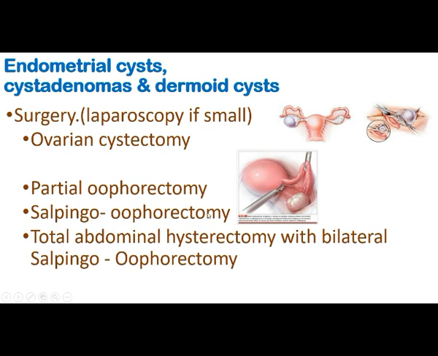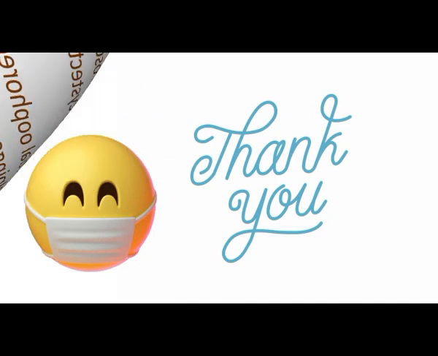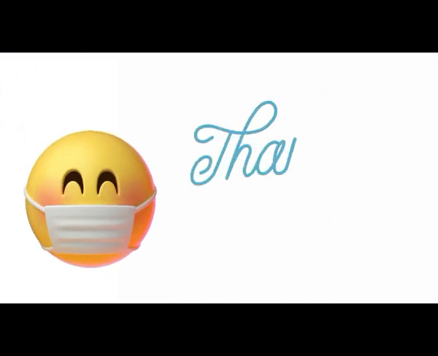Then salpingo-oophorectomy, where you remove the tube and one ovary. Okay, that is salpingo-oophorectomy. Then if the patient has completed her family, abdominal hysterectomy with bilateral salpingo-oophorectomy can be done. This is for endometriosis, cystadenomas, and dermoids. That's all about the ovarian cyst.